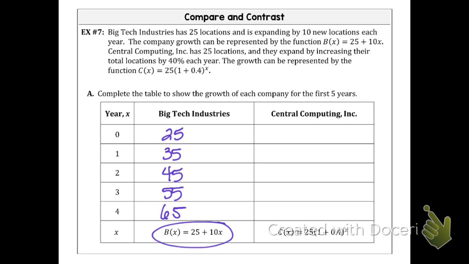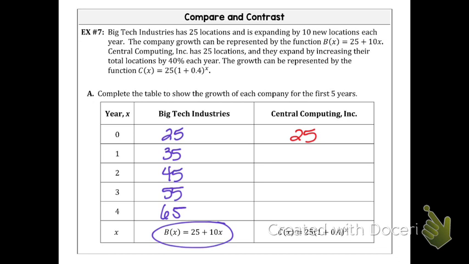Now, Central Computing tells us it starts out with 25. But they're increasing. It says 25 times 1 plus 0.4 raised to the x. So I could use that formula, and I didn't think about it. I could have used it on the other one. It was just easier to add 10.